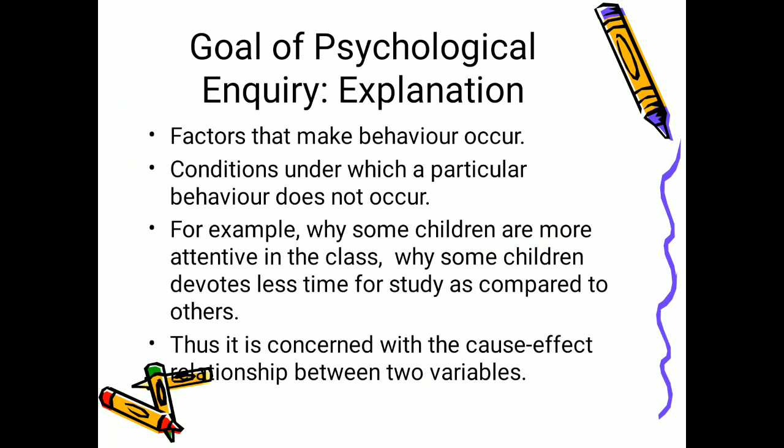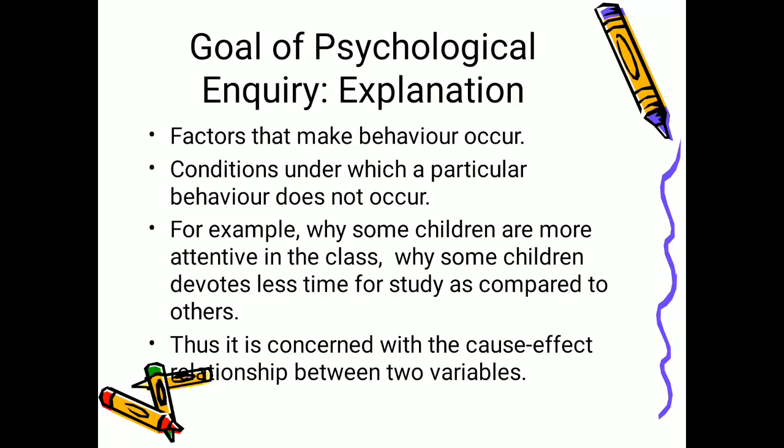Now, the third component of the goals of psychological inquiry is the explanation: the factors that make behavior occur. What are the factors that led to that particular behavior? For example, if a person is very aggressive in nature, what are the reasons, what are the factors that made him aggressive? Also, the conditions under which a particular behavior does not occur. For example, why some children are more attentive in the class, why some children devote less time to study as compared to others. So we need to explain that particular behavior. If a particular behavior exists, why does it exist? We need to explain it.